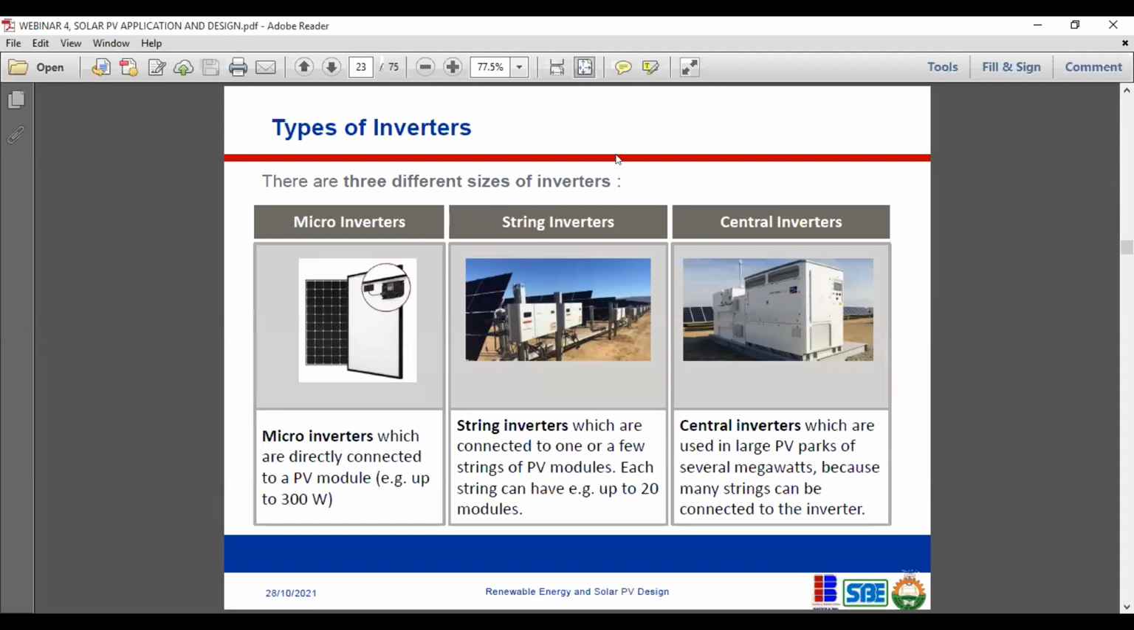And then lastly, you can have a central inverter. With a central inverter, you're connecting all the PV modules to one inverter. Even if you're doing a 2 megawatts project, you're connecting every one of them to a central inverter. So these are the different types of inverter that you can use in the project.